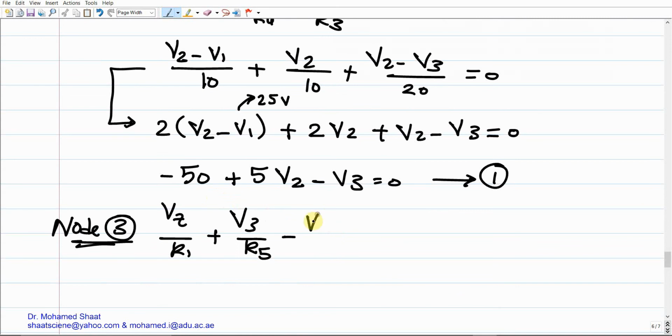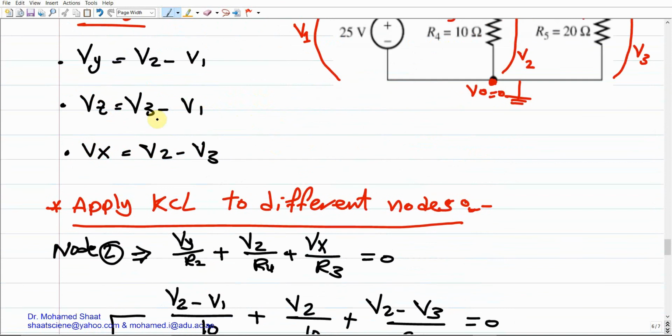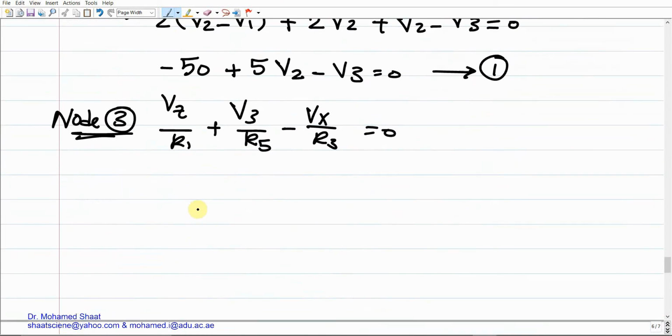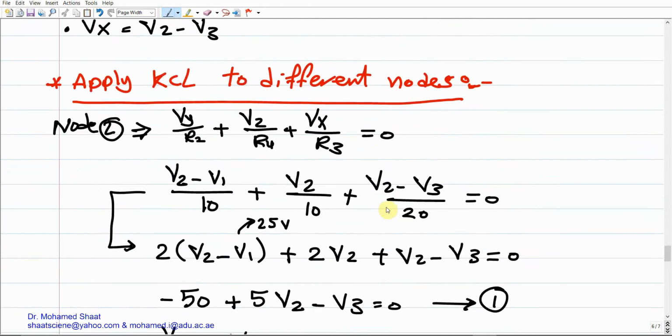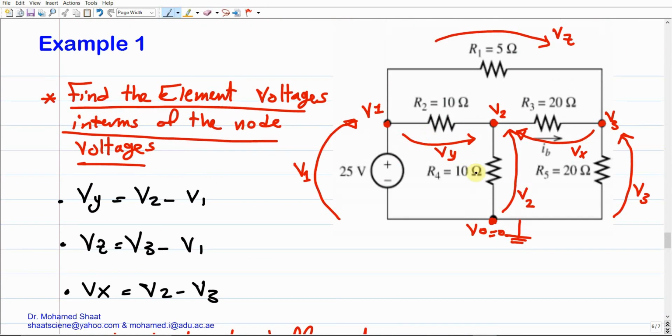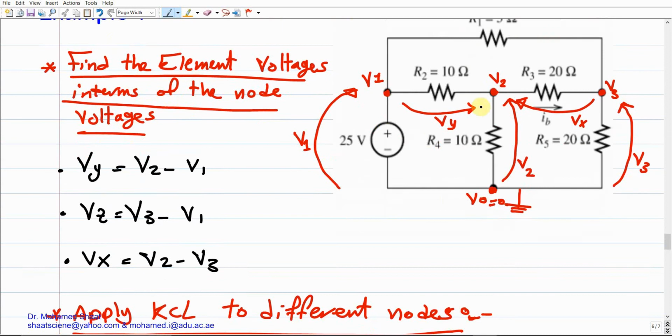Vx over R3 equals 0. Then substitute. How much is Vz? We got it before: V3 negative V1. So it's going to be V3 negative V1 over R1. How much is R1? R1 is already given by 5.